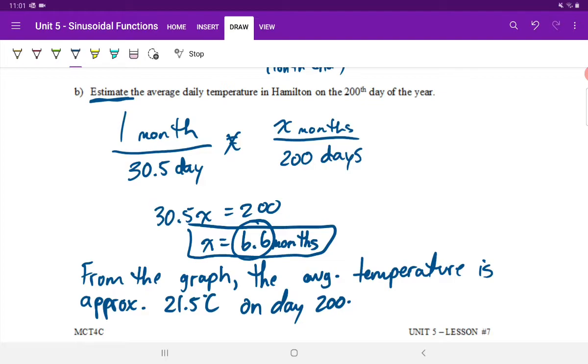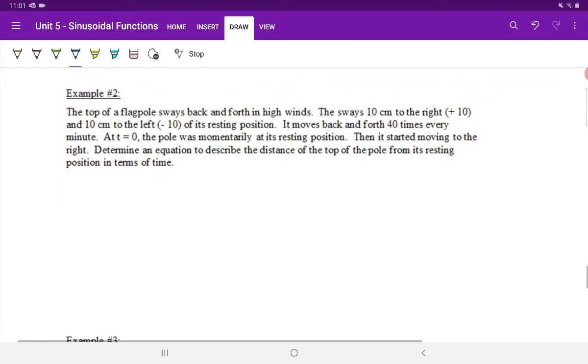Okay? Now, let's continue. Now we don't have a sketch here. We are going to have to figure it out. So the top of a flagpole sways back and forth, okay, in high winds. So if you ever notice the flagpole, it certainly sways back and forth, okay? That's obvious to see. The sway is 10 centimeters to the right, so that's positive 10, and 10 centimeters to the left of its resting position. So it continuously does this repetitive motion of going a maximum of 10 centimeters to the right and a maximum of 10 centimeters to the left.